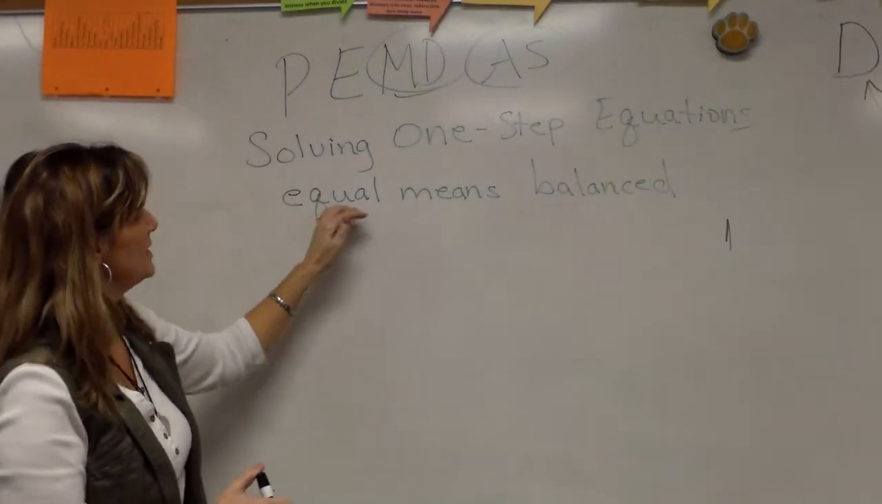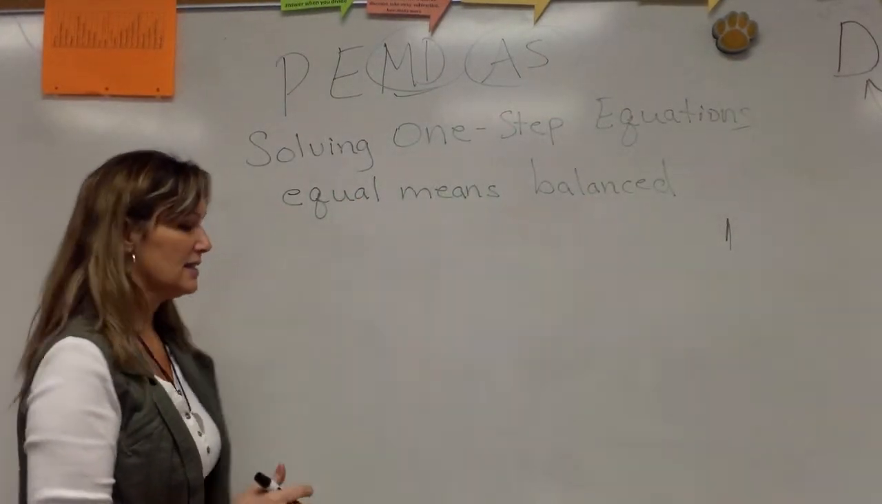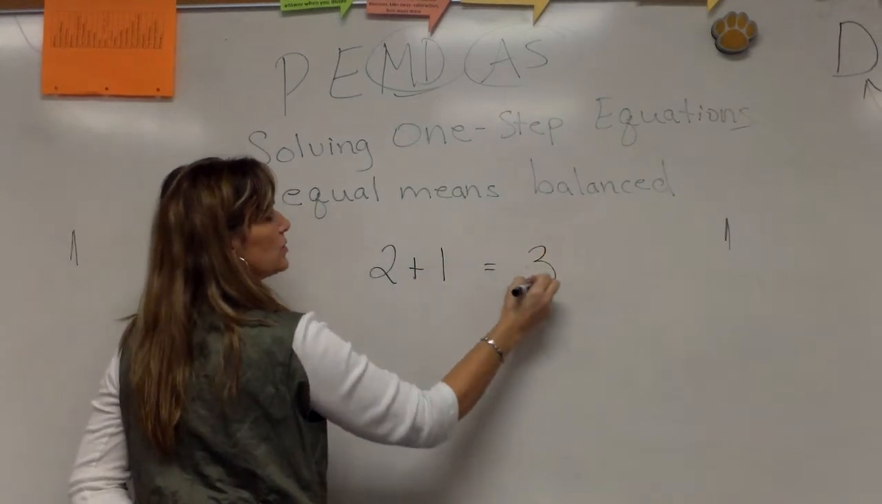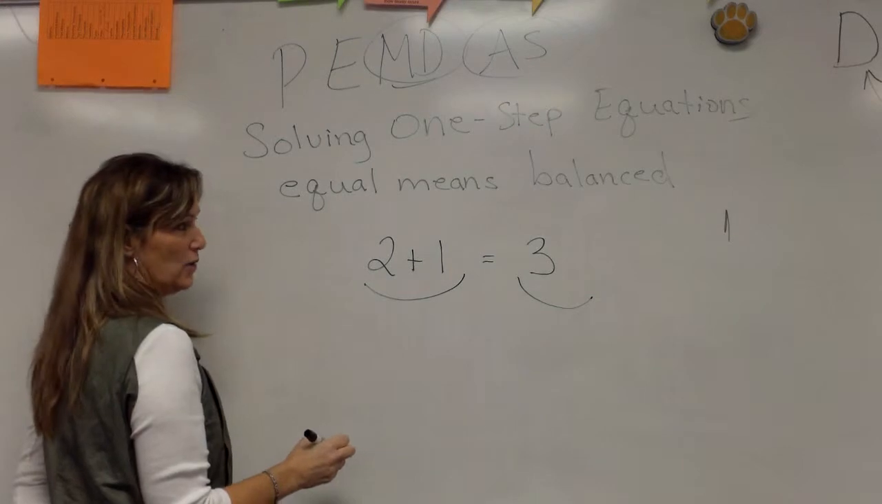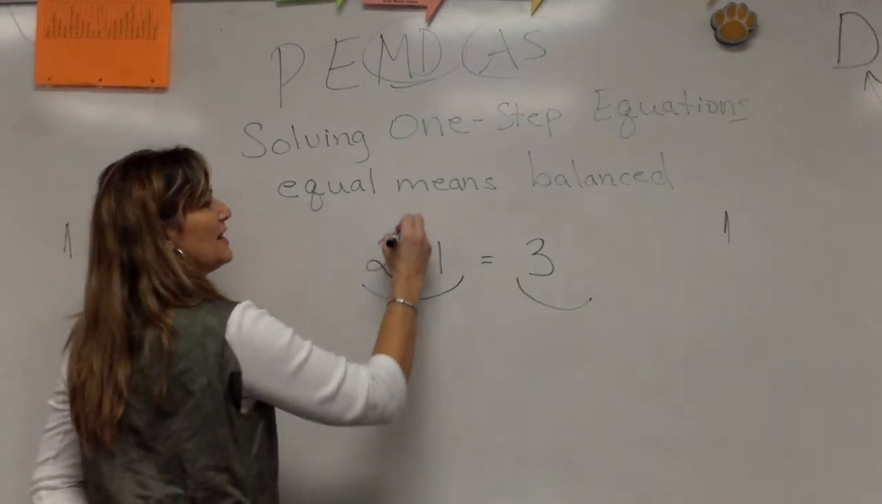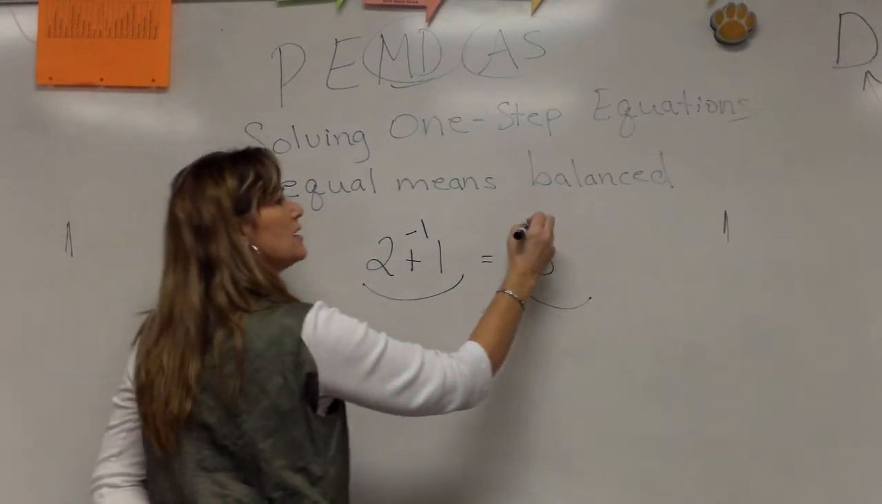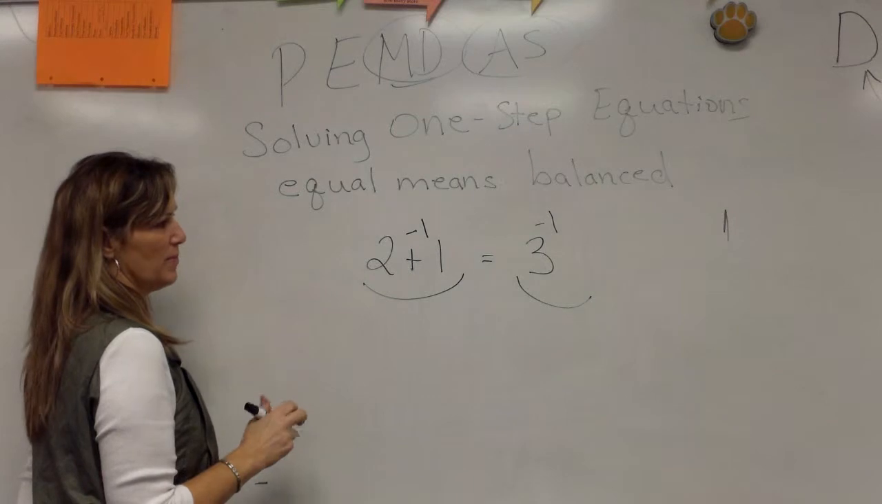Before we start, we need to make sure we understand what equal means. It means balanced. If I have 2 plus 1 equals 3, that means this side and this side are equal, they are balanced. If I take 1 away from this side, it is no longer balanced. So what I do to one side, I have to do to the other in order to keep it balanced.